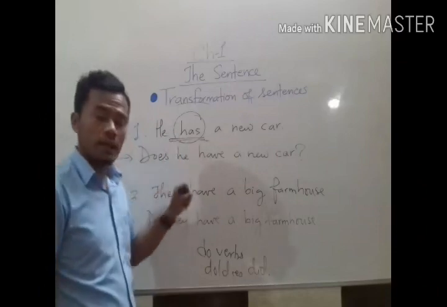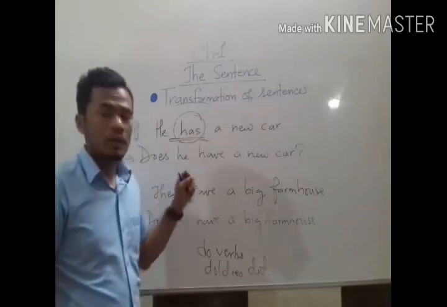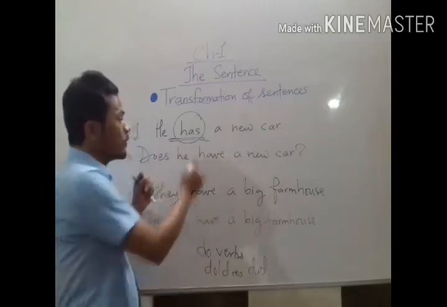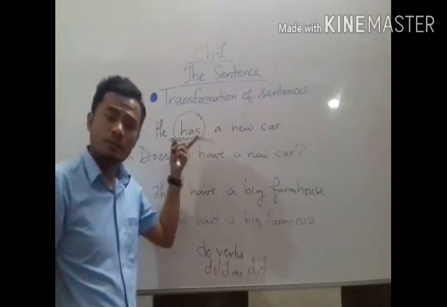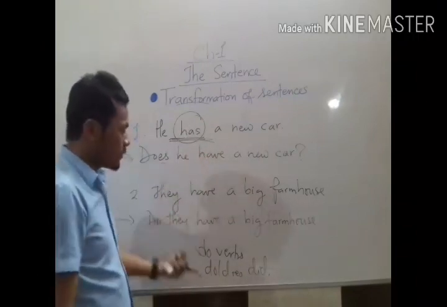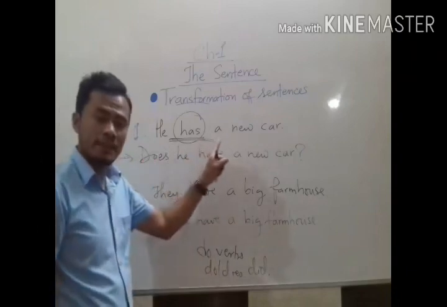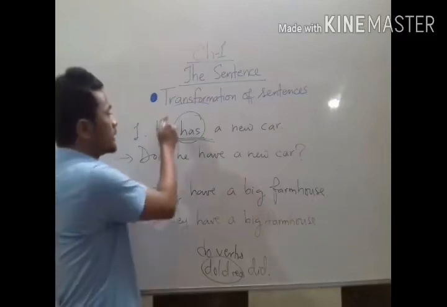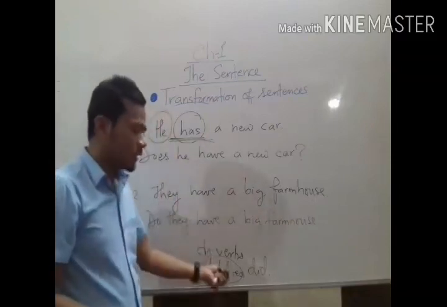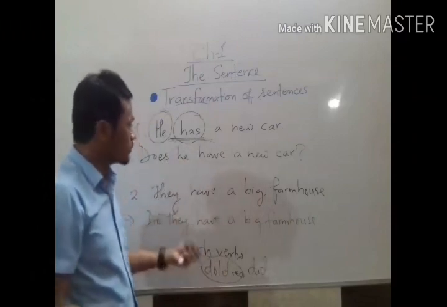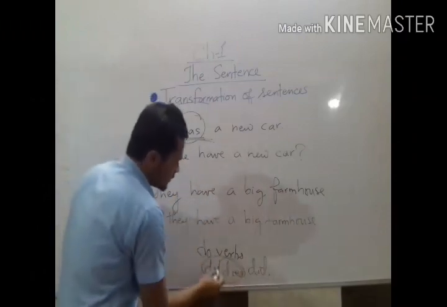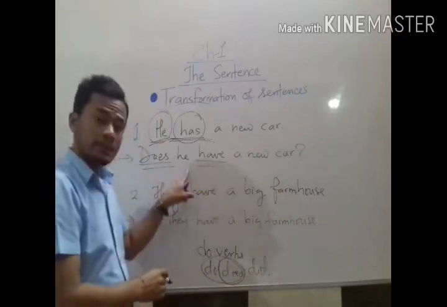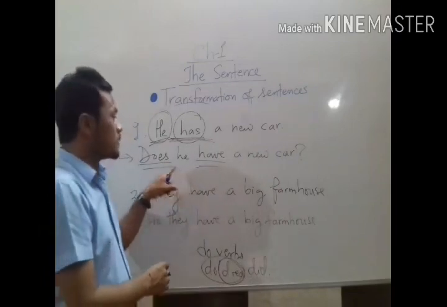Like, he has a new car. When we change it into a verbal question, we have to make that question by using helping verbs, but we don't use has as the helping verb, because has is used as the main verb here. So now we have to use do, does, or did. The sentence is in simple present tense, so we use do or does, depending upon the subject. If the subject is singular, does. If the subject is plural, do. Here the subject is singular, so we use does. Like, does he have a new car? So this is the correct verbal question.